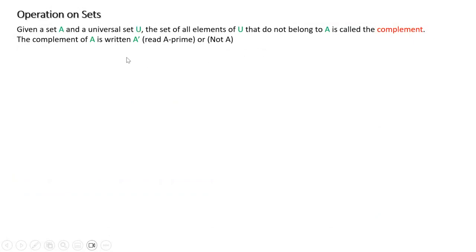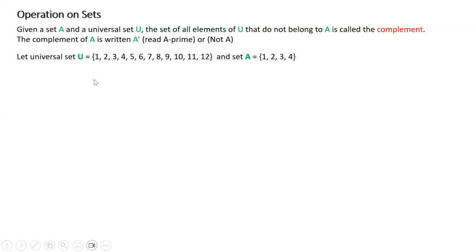Okay, now comes operations on sets. It says, given a set A in a universal set U, the set of elements of U that do not belong to A is called the complement. The complement of A is written as A complement. You can say A prime or not A. That's how you read the A with a little mark on top. You read it as A prime or not A, or the complement.